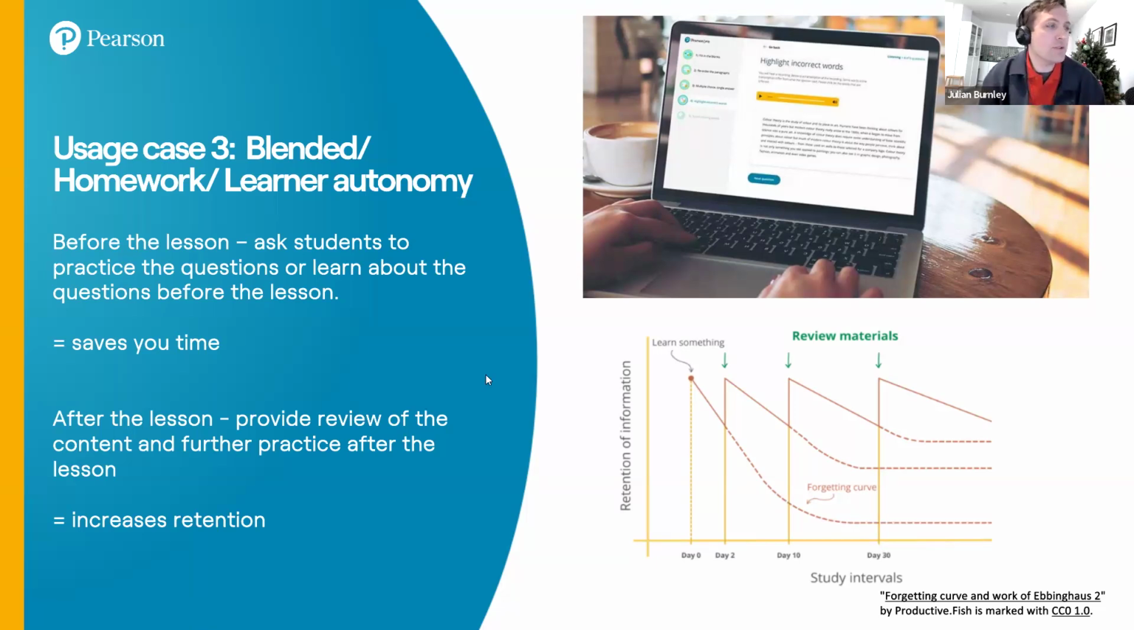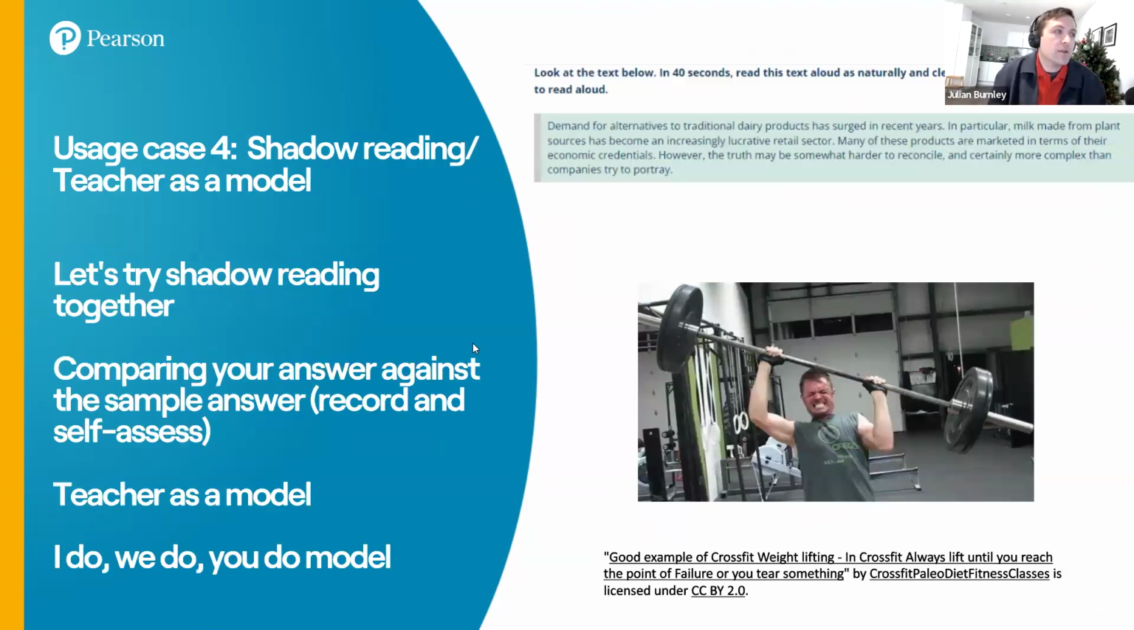Okay, we're going to move on to usage case 4. So other ways that you can use Smart Prep, and I put 2 things here. So shadow reading and the teacher as a model. So as the teacher, you can use Smart Prep and you can show the student how to do the task before they have a go, or your students if you have a group class. So you can go through the question. You can say, okay, I'm going to do the question.